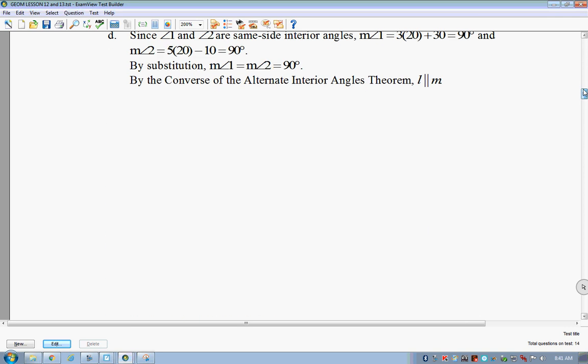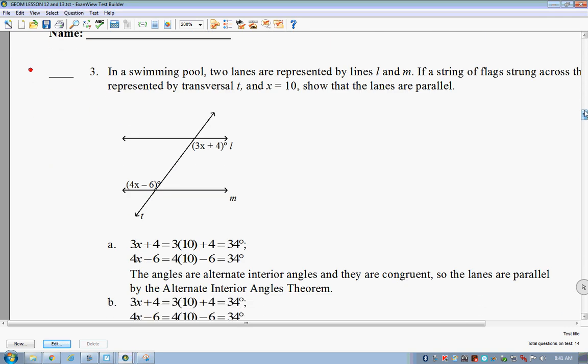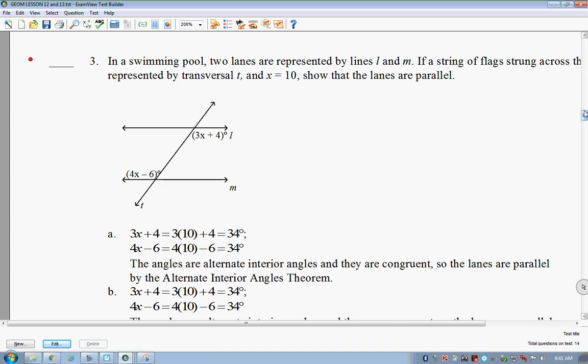Let's see if there's anything else in here that can be a help to us. All right, let's do at least one more. Okay, let's see. In a swimming pool, we've got two lanes, represented by L and M. A string of flags crosses, that's my transversal here, represented by transversal T, and x equals 10. Show that the lanes are parallel.